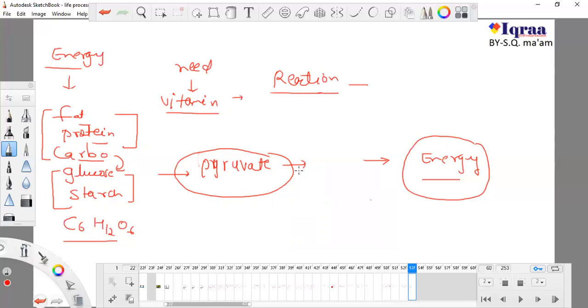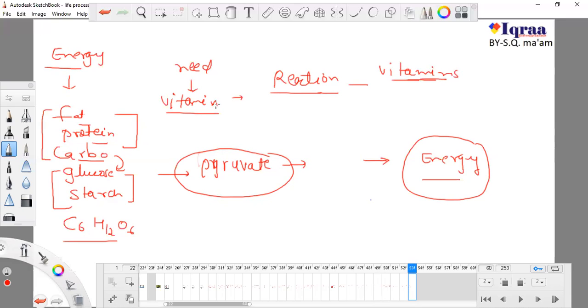If you go to higher classes, you will get to know how many types of reactions are involved in the formation of pyruvate and energy out of it. So there are so many types of reactions, and all of these reactions require some vitamins. So these vitamins are needed.